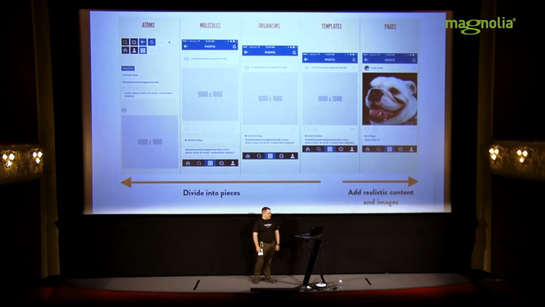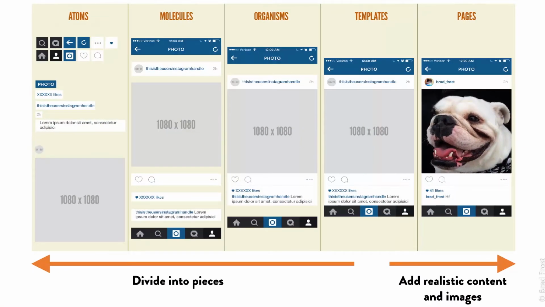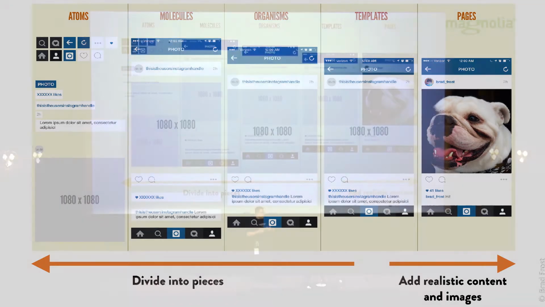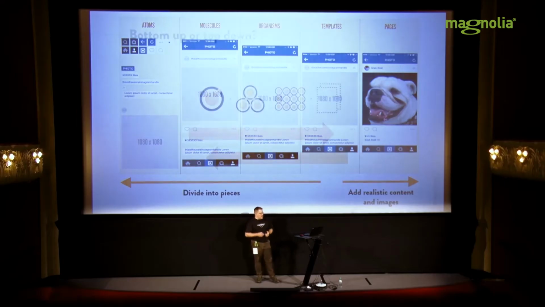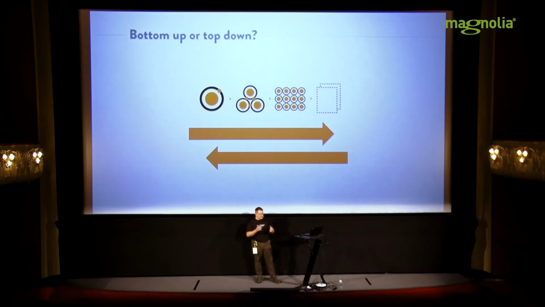That's a wrap-up. You see on the left side we have the atoms, all the small elements, and they come together, and we have a template, and then in that design system there is a switch. Brad suggests to add realistic content and images at the end, so that you have a real feel about your text, about your image, and about the text length and internationalization, for example, and stuff like that. So that's atomic design. And now, is it bottom-up or is it top-down?